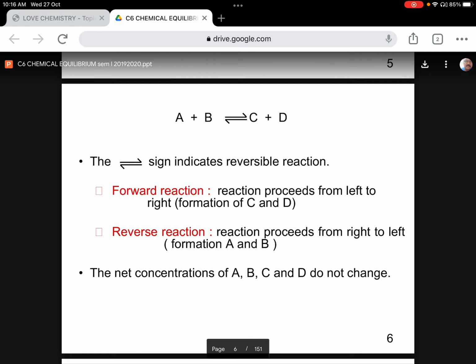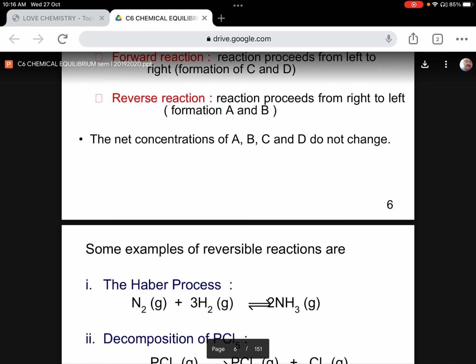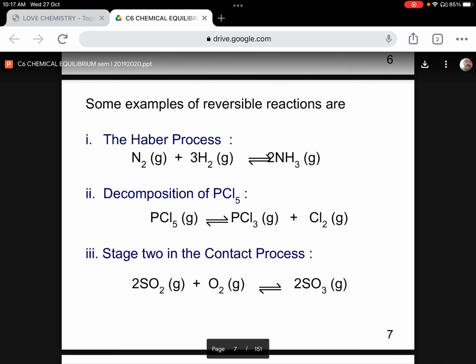Forward reaction, reaction proceeds from left to right, that is formation of C and D. And for the reverse reaction, reaction proceeds from right to left, formation of A and B. The net concentration of A, B, C, and D do not change. Some examples of reversible reactions are the Haber process: nitrogen gas reacts with hydrogen gas to produce ammonia in equilibrium. Decomposition of PCl5 in equilibrium with PCl3 and Cl2. Stage 2 in contact process: sulfur dioxide reacts with oxygen in equilibrium with sulfur trioxide.